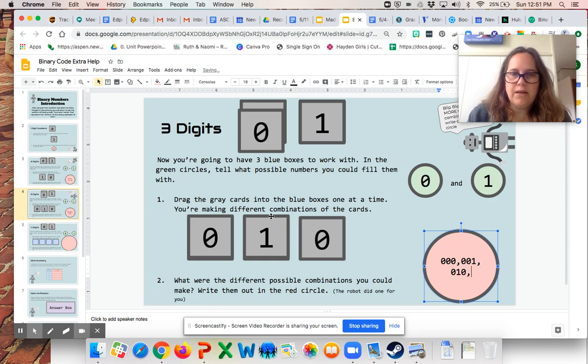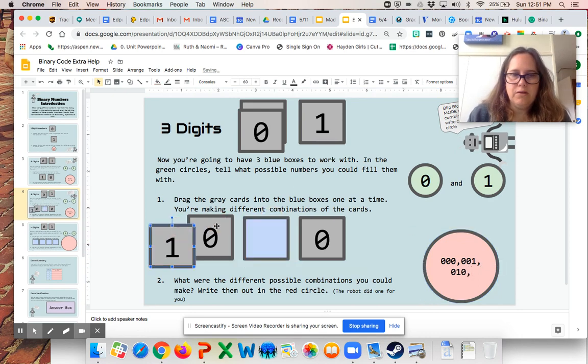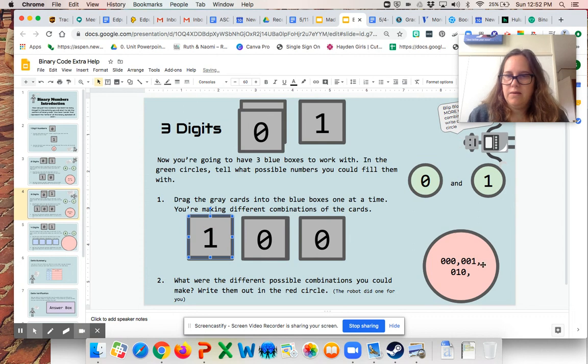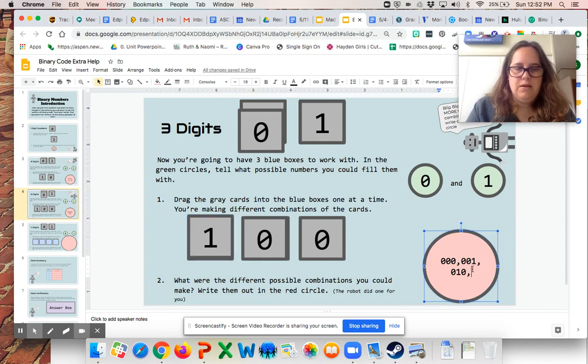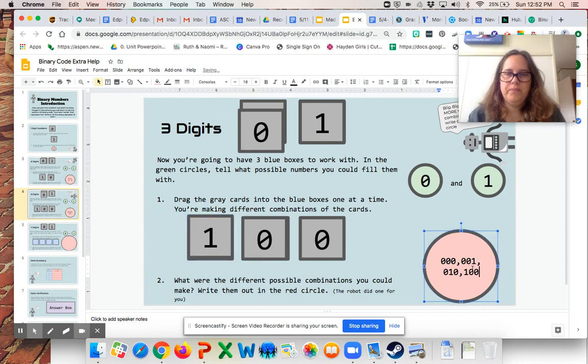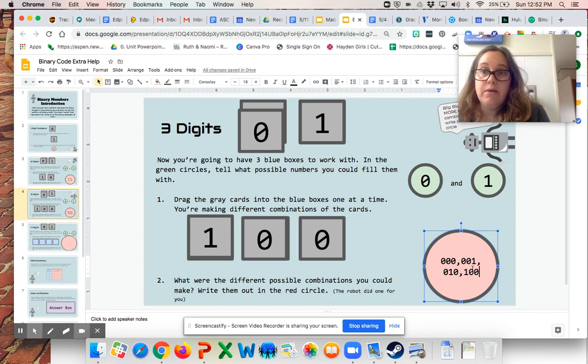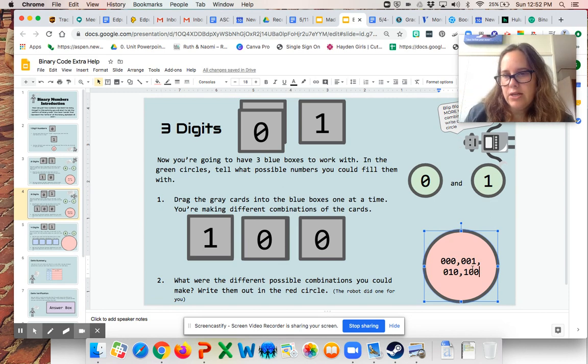If I move that 1 again, let's move it over here. Move here, that here. What I can get is 1, 0, 0. Now we're starting to get lots of combinations here, and you can imagine that we can start changing it up again.